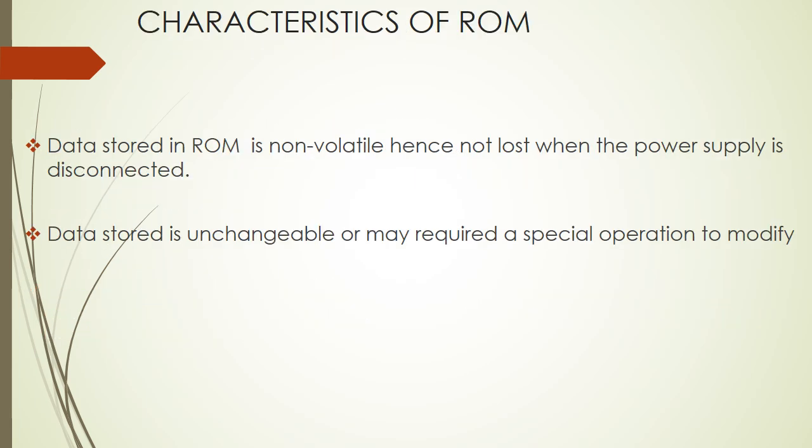Characteristics of ROM. One, data stored in ROM is non-volatile, hence not lost when the power supply is disconnected. For instance, let me give a scenario. You are using your system, which does not have a strong battery, then the electric current trips off. Your vital data and information that you have already stored on your ROM won't go away. After you restore the light, you'll be able to access them.